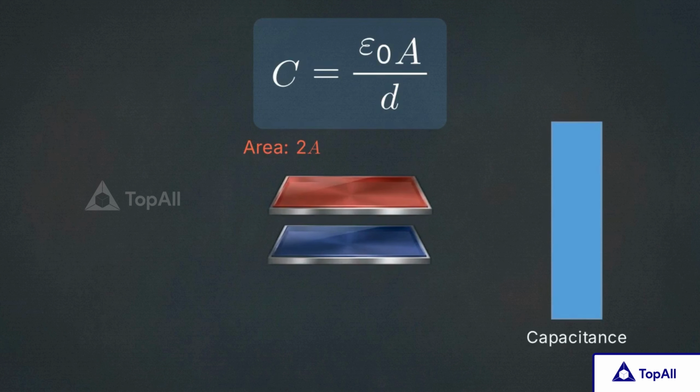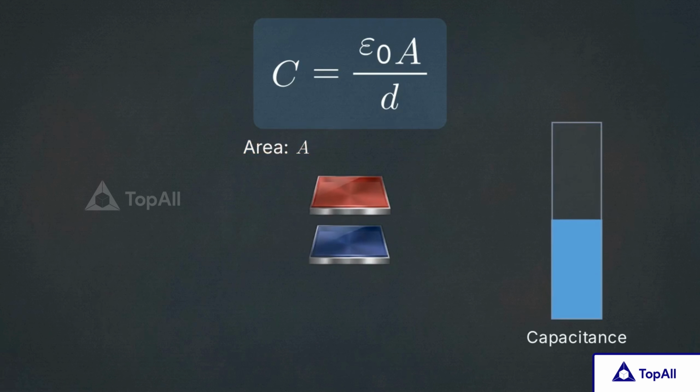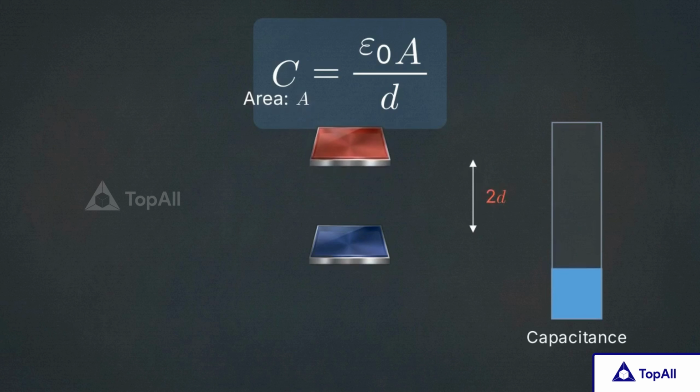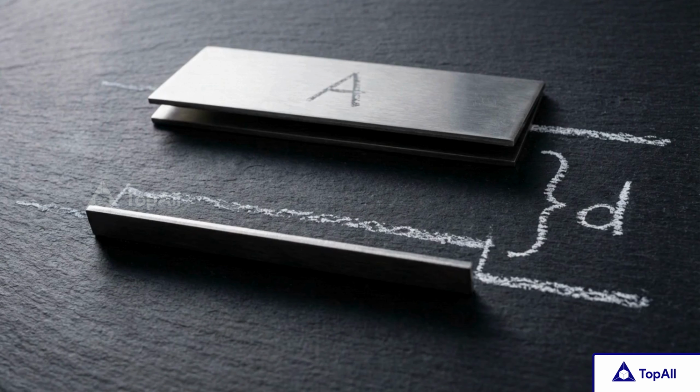The physical consequences are direct. If you double the area, you double the capacitance. If you double the distance between the plates, you cut the capacitance in half. The math confirms the thesis. Capacitance is a purely geometric property determined by the shape, size, and separation of the conductors.